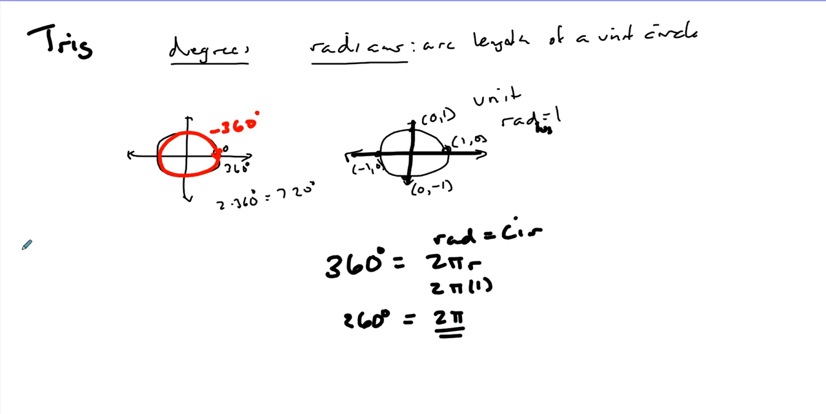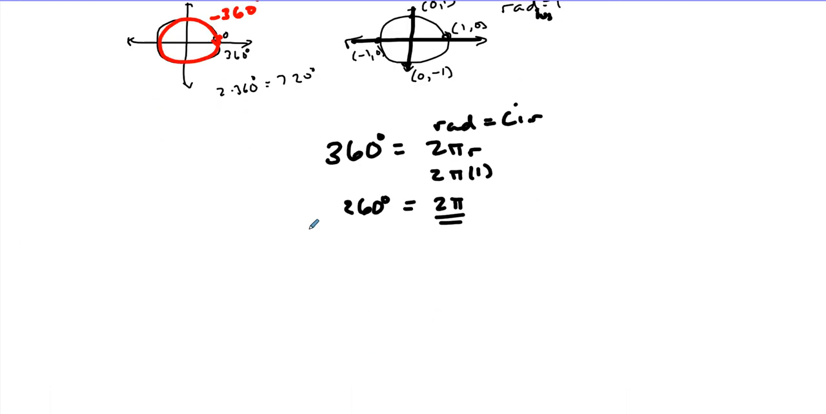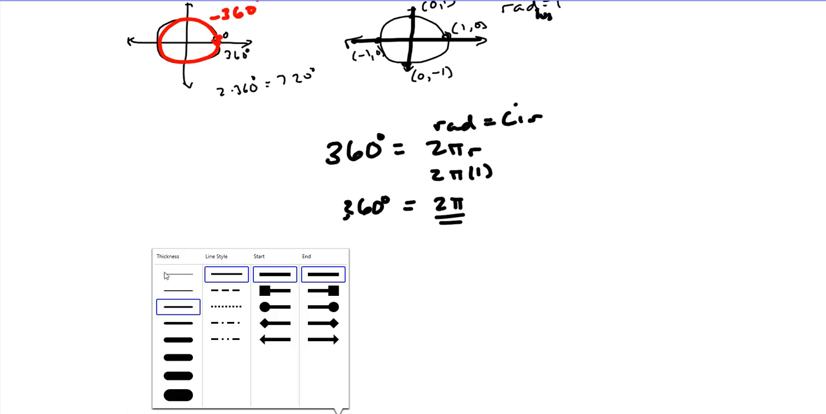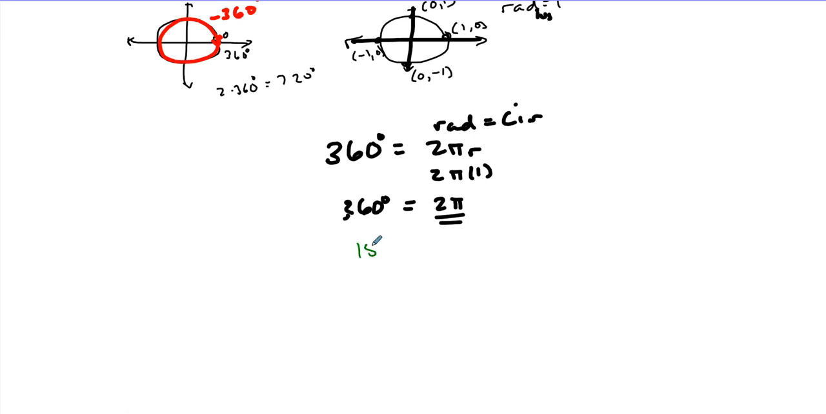Now, this is where it gets lots of fun, and where a lot of students don't realize that we can find any other angle by figuring out a ratio. For example, 180 degrees is half of 360, so it's going to be half of 2 pi, which equals pi. So yes, 180 degrees equals pi radians. So 180 equals pi. You have to remember that. And therefore, we can figure out a bunch of other ones.